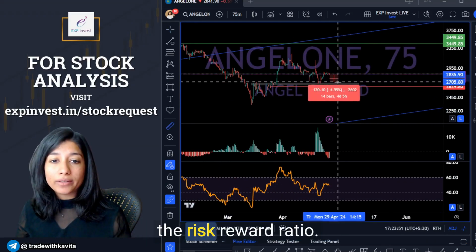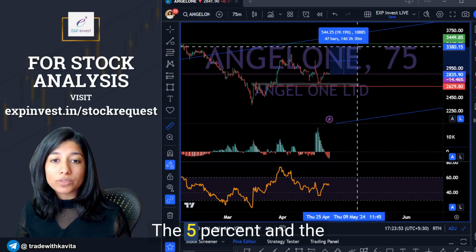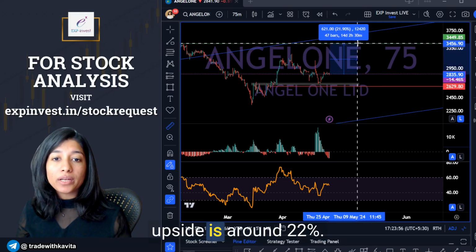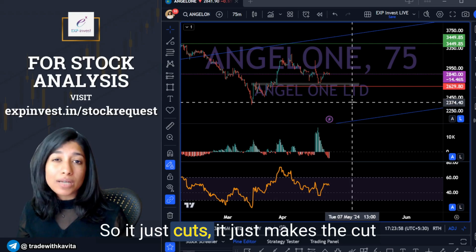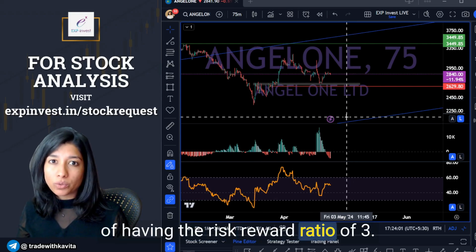Now let's quickly check the risk reward ratio. The risk right here is around 7.5%, and the upside is around 22%. So it just makes the cut of having a risk reward ratio of 3.